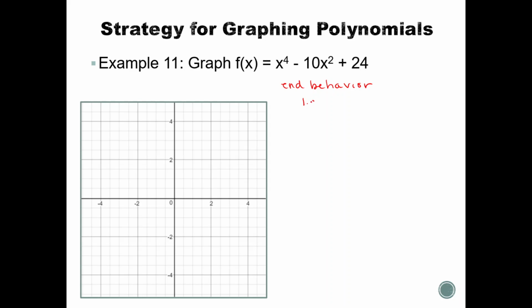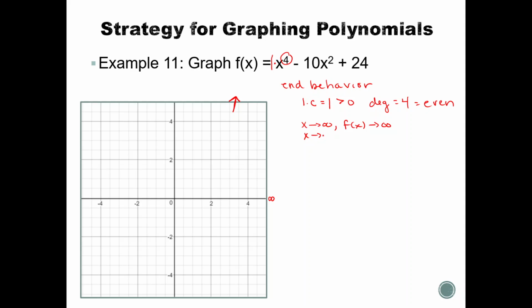So the leading coefficient of this particular function is 1. Okay, that's positive. The degree of this function is 4. So that's even. Because of that, I know that as x goes to infinity, the function is also going to go to infinity, and it's going to go up on the right.